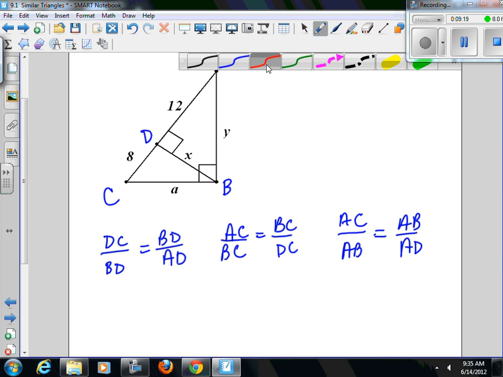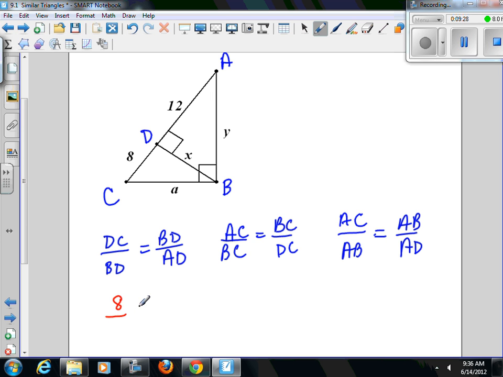And now let's go ahead and substitute values that we know here. So I'm going to switch colors. Do we know DC? We certainly do. We know that's 8. BD is X, so we'll put X in for BD. Do we know AD? Yes, that's 12. So look at that. We've got a proportion to solve right there.